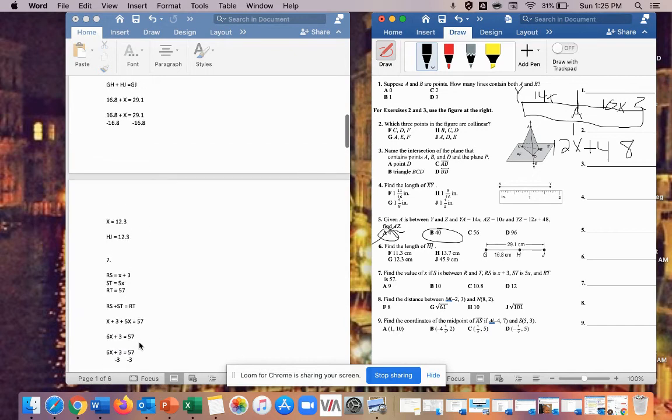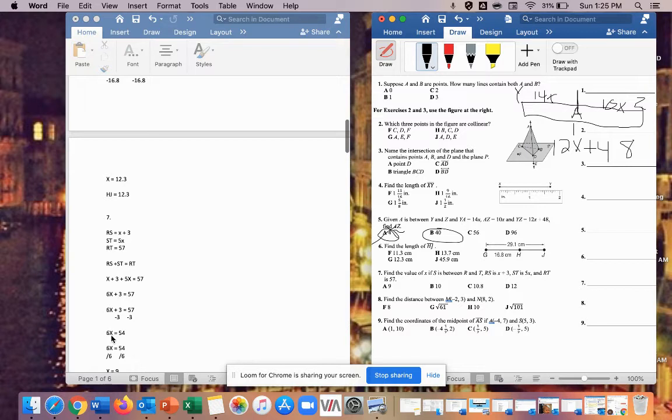So now I've got 6X plus 3 equals 57. I subtract 3 from both sides to get X by itself, that's what I'm going for. So subtract 3 from both sides: 6X equals 54. Then still X is not by itself. It's got the 6 times X right here. So I've got to get rid of the 6 and just make it X.